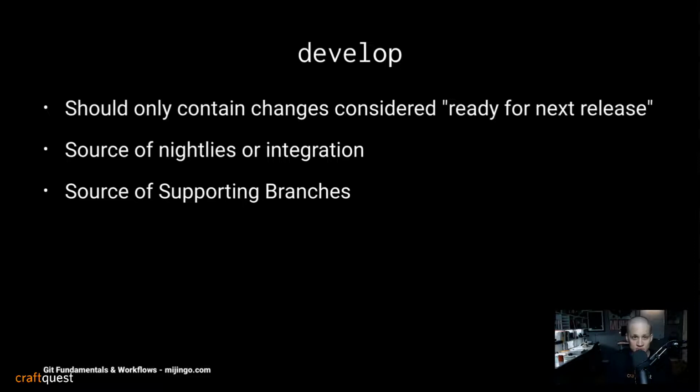There's a feature branch, which we'll talk about in a minute. They're always created off of the develop branch. If you wanted to start a bug fix branch, it's always started off of the develop branch.